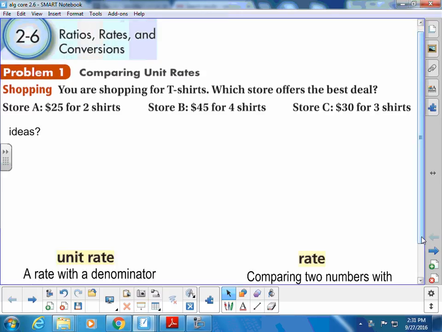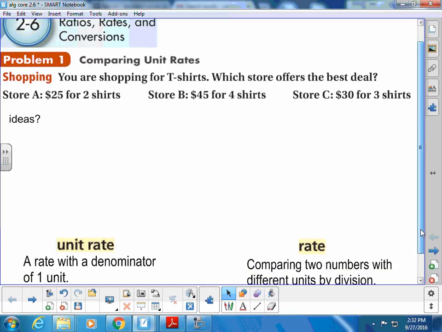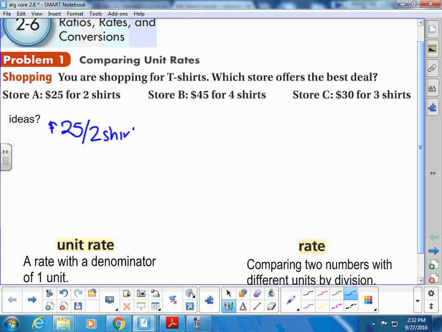And the best way to compare them is by using unit rates. So a unit rate is a rate with a denominator of 1 unit. So in order to compare rates, we like to compare unit rates. So it's $25 for 2 shirts. How much would it be for 1 shirt? We just take 25 divided by 2, which is $12.50. So it's $12.50 for 1 shirt.